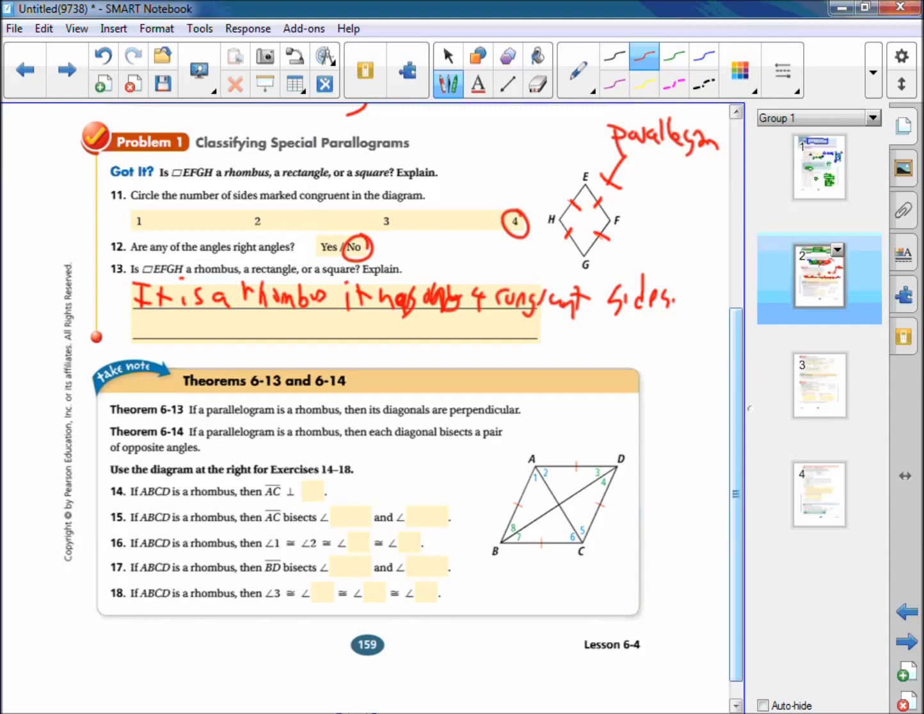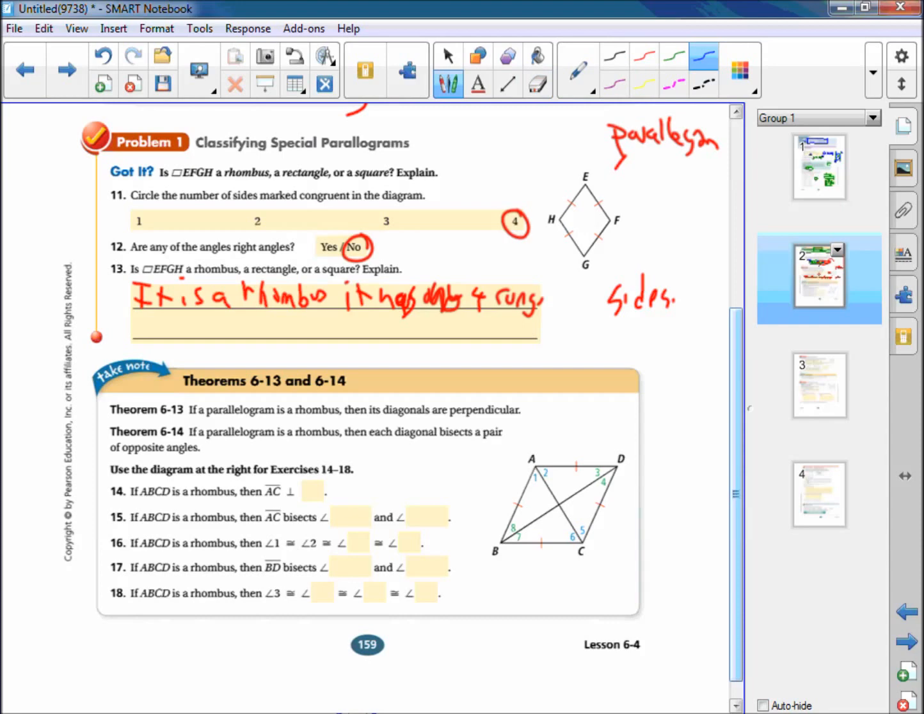All right, so if we have a rhombus, let's look at this picture up here again. Then 6-13 says the diagonals are perpendicular. So if I connect this diagonal and this diagonal, I should get right angles in here. Now remember, a parallelogram already said they bisect each other, so these diagonals bisect and are perpendicular bisectors of each other.